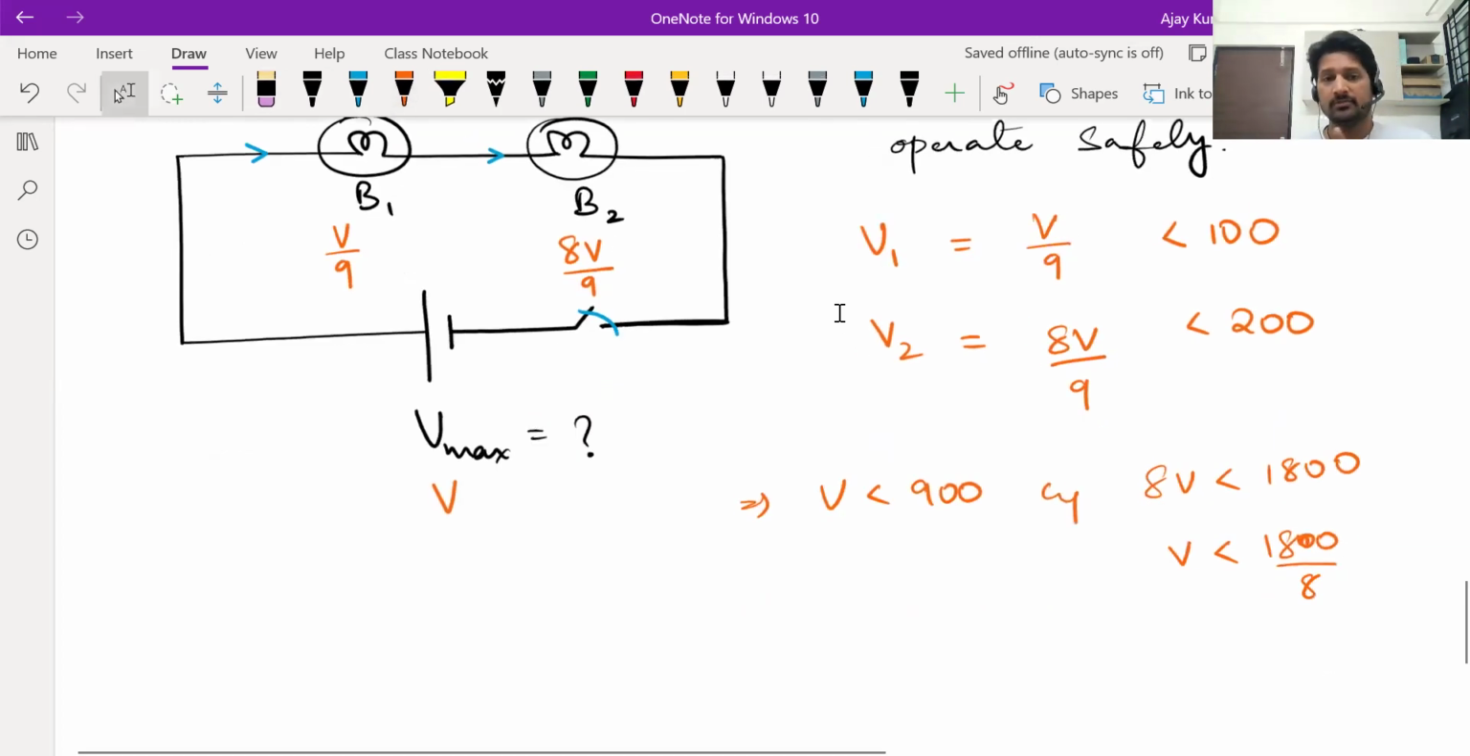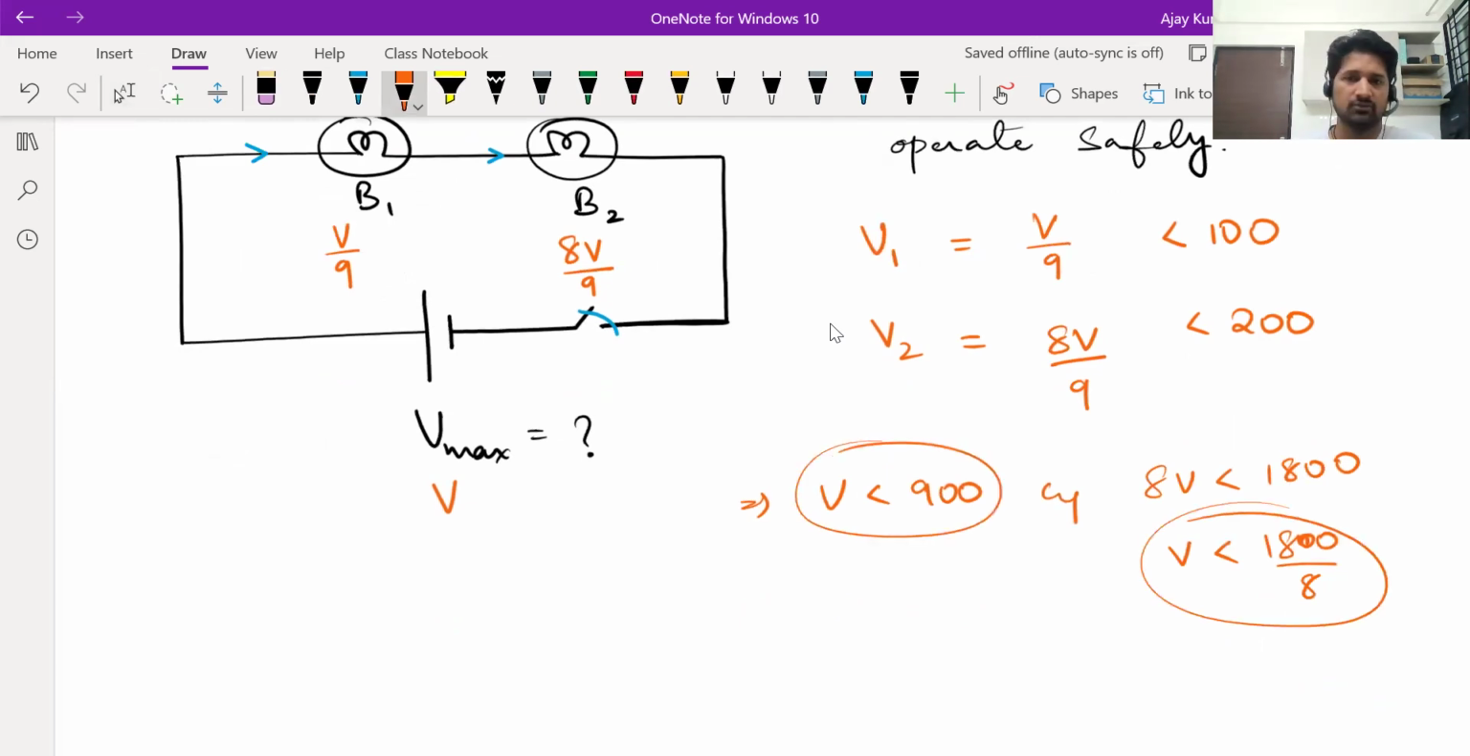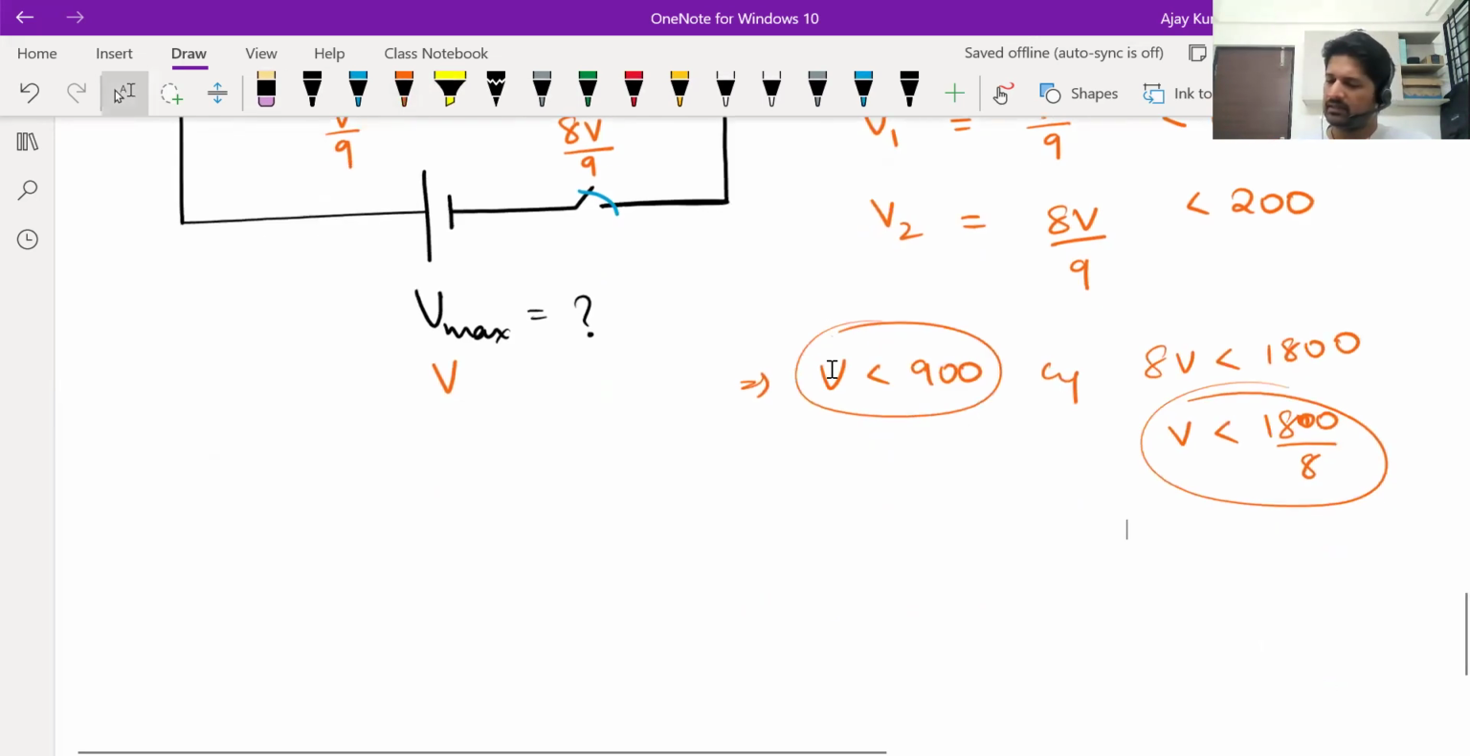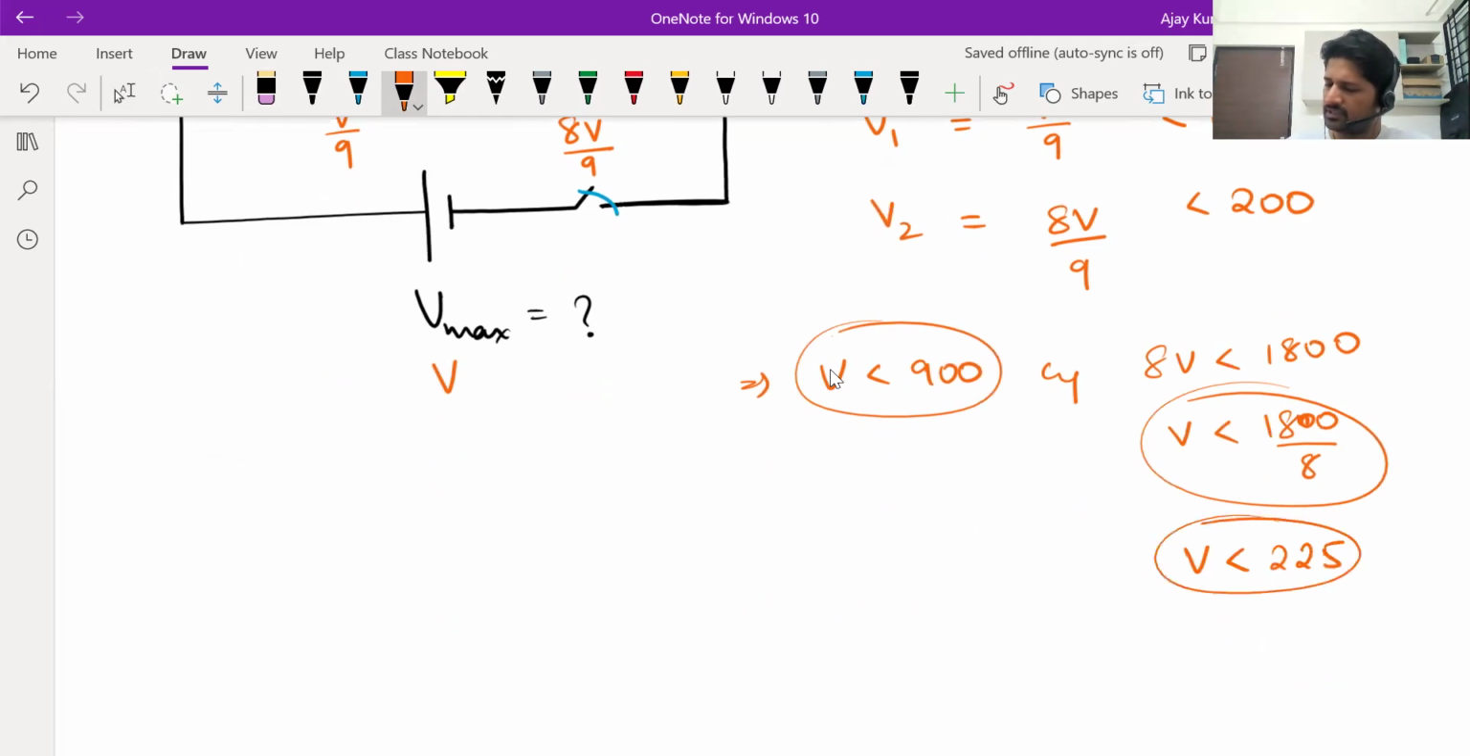Okay. Both bulbs have to operate safely, means both conditions must be satisfied. So it should be less than this and it should be less than this also. 1800 by 8. How much will that be? 225. Okay. So for the second bulb to operate safely, V should be less than 225.